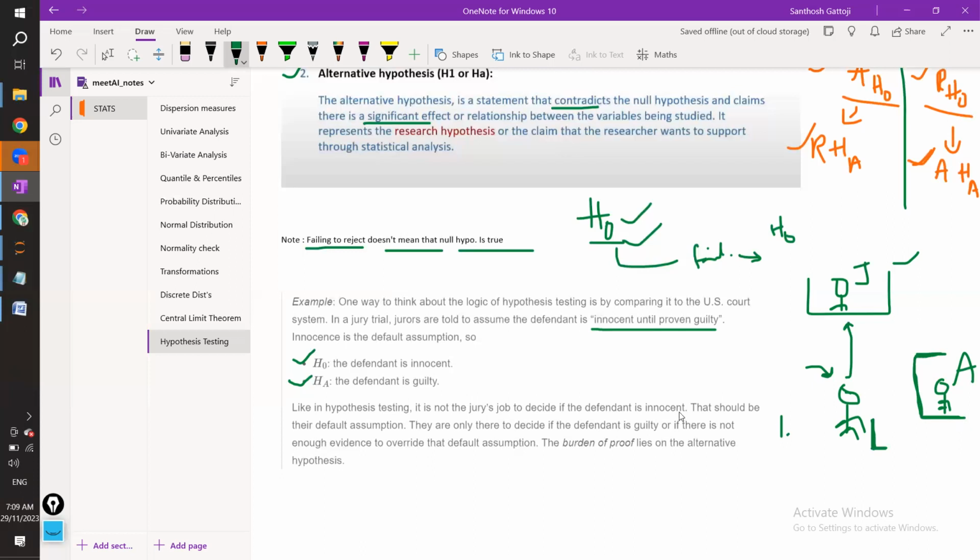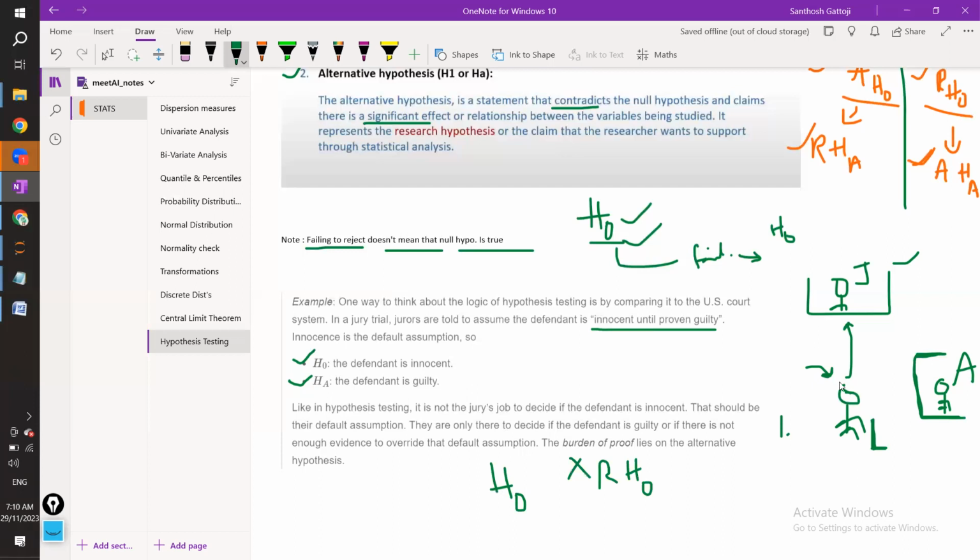So now what happened? The null hypothesis is innocent. I want to reject this null hypothesis. To prove this guy is not innocent, what should I do? If null is saying innocent, I want to disprove this. That means reject the null hypothesis. If I reject this, then the claim that the defendant is innocent is wrong. That is my goal.